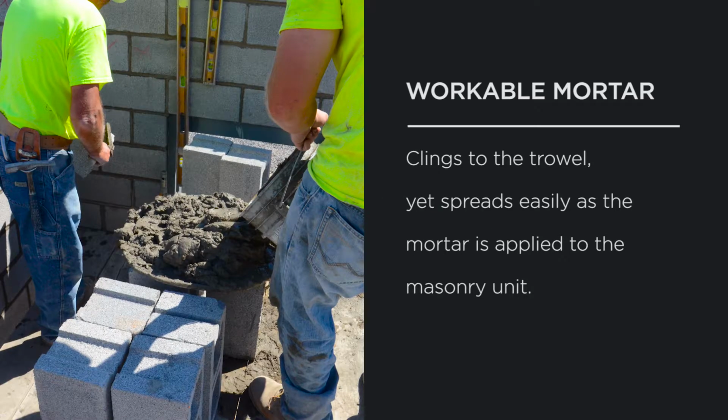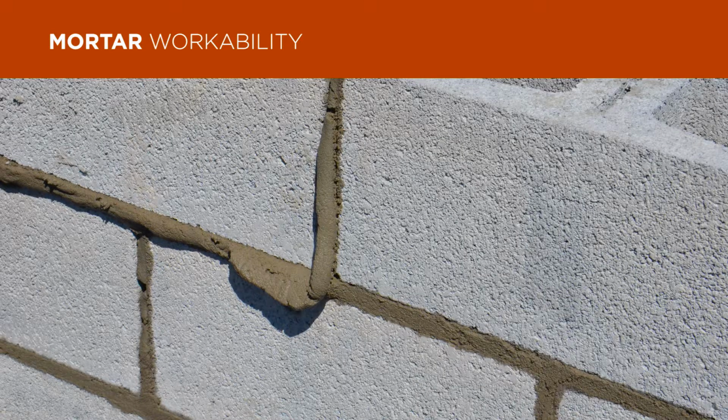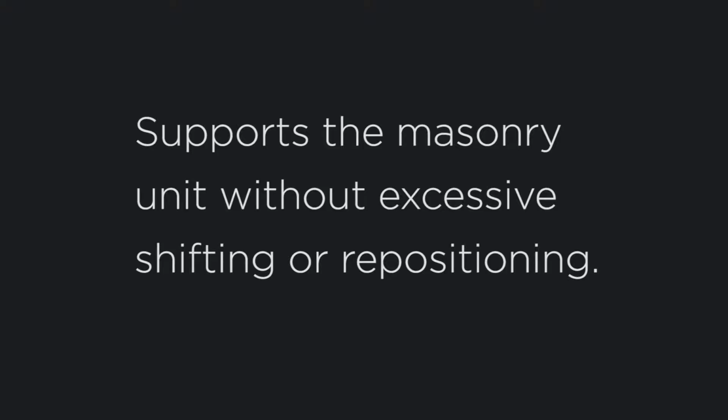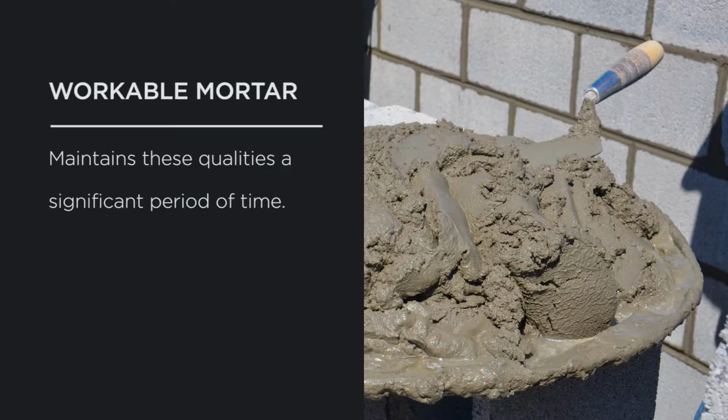Workability is one of the most important properties of a plastic mortar before it hardens. Workable mortar means it clings to the trowel, yet spreads easily as mortar is applied to the masonry unit, sticks to vertical surfaces, the head and vertical edge of the masonry unit, easily extrudes from joints without dropping or smearing, supports the masonry unit without excessive shifting or repositioning, easily compresses using a concave joiner, and maintains these qualities a significant period of time, meaning it has a good board life.